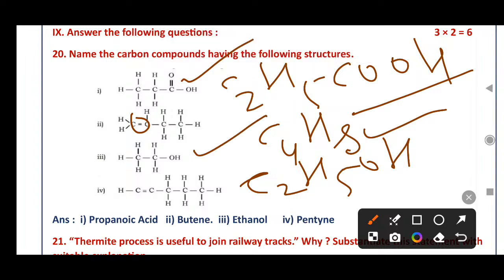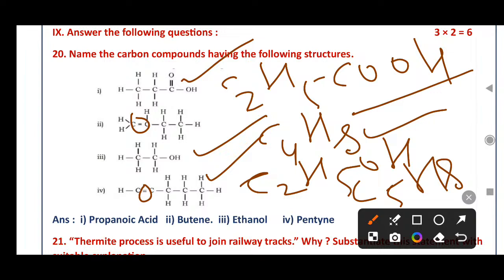Then next one, pentyne. Which one? Pentyne, not pentene. Okay, triple bond is here. 5 carbon atoms are there. Total 5 carbon atoms and 8 hydrogen atoms. Very sorry, not 8 hydrogen atoms. 6, 7, 8 hydrogen atoms. Pentyne, C5H8. Pentyne's structural formula. This is the molecular formula.